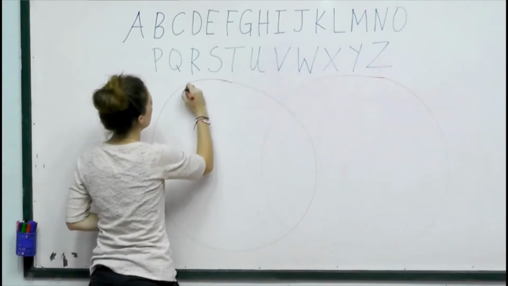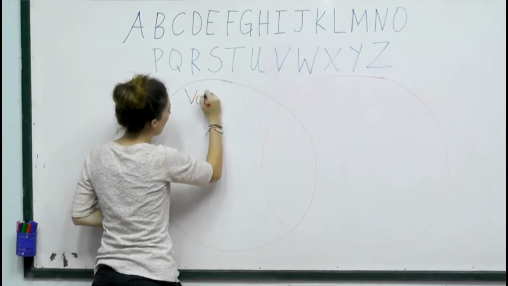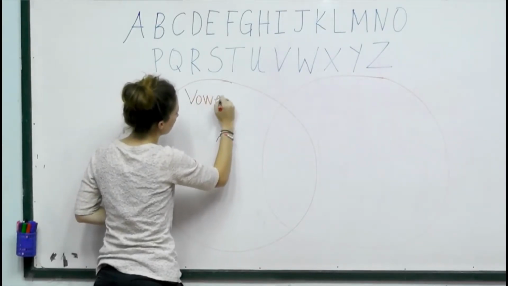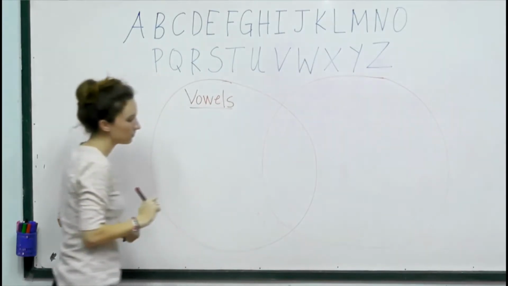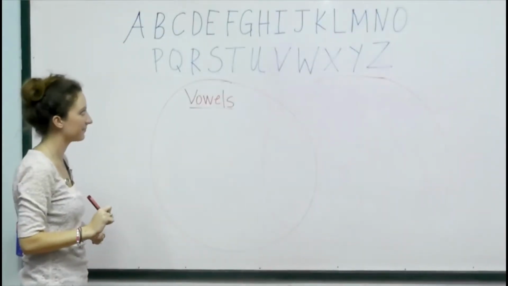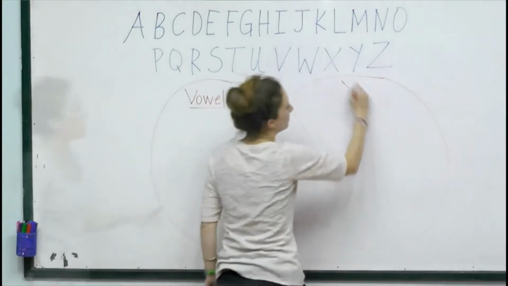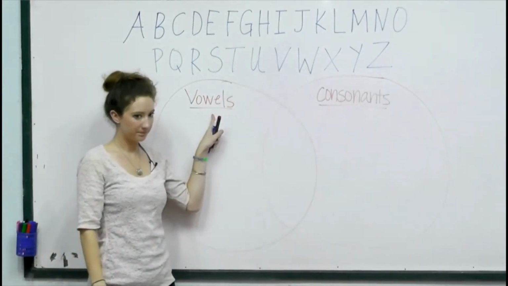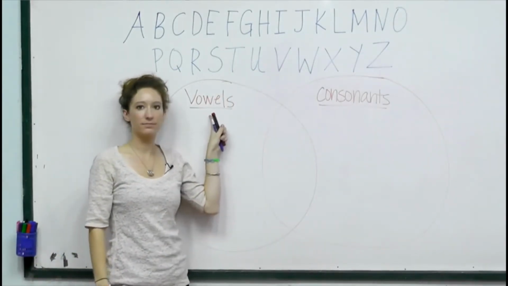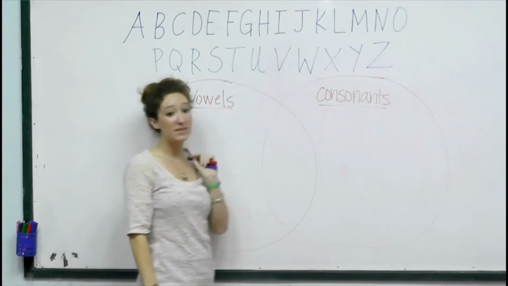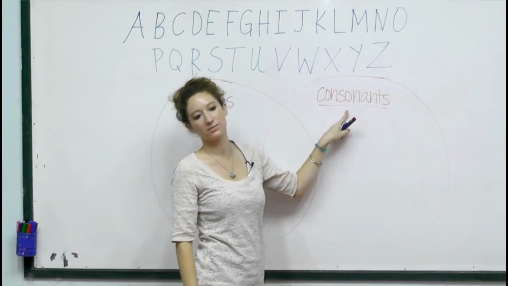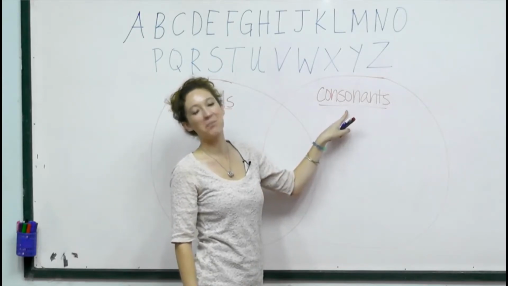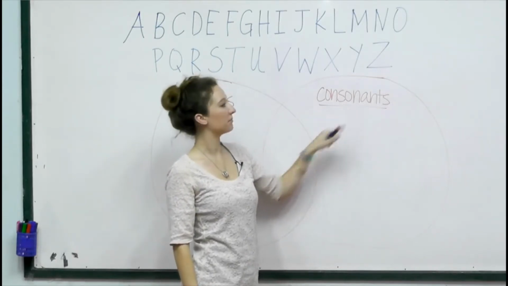So we're gonna do vowels. Vowels. And so vowels. Good. Opposite of vowels: consonant. Consonant. Good. It's pretty good. All right.